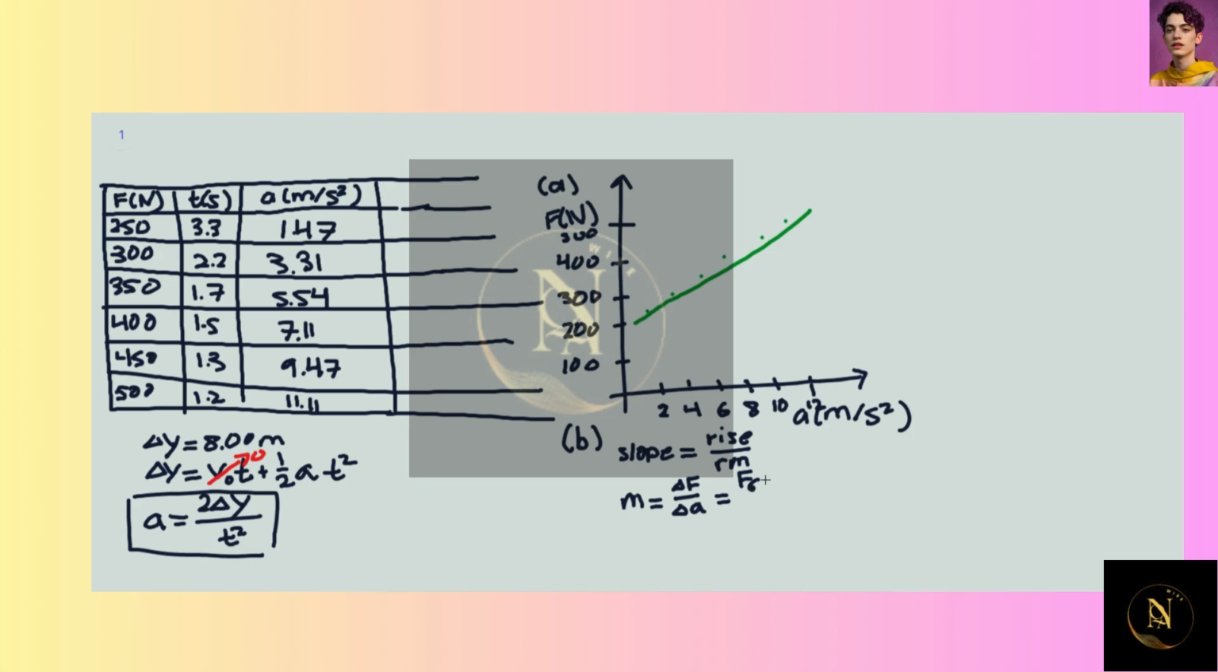There are more sophisticated ways to do this if you're interested in getting the errors and involving all 6 data points. But in general, I think just taking the largest data point and subtracting the smallest data point will minimize the error the most, and it gives us a very close answer. So I'm going to take the 6th data point minus the first data point. That's 500 minus 250 over 11.11 minus 1.47, and that will give us, to 2 significant figures, a mass of 26 kilograms. The last thing we need to do is calculate the gravitational acceleration.